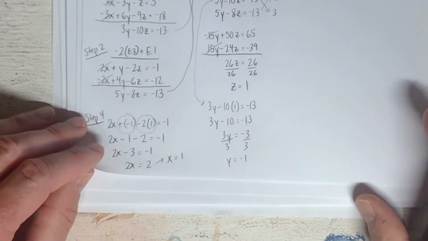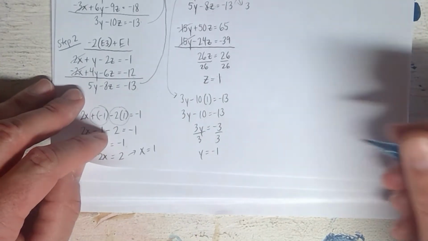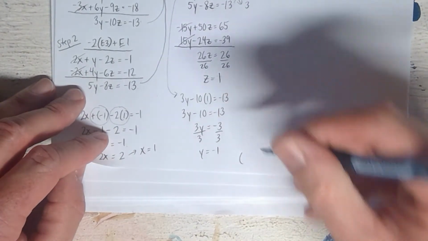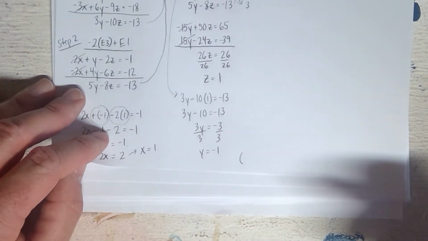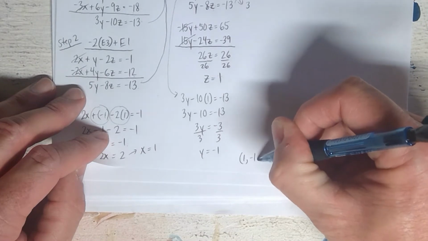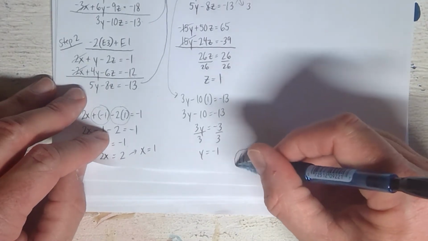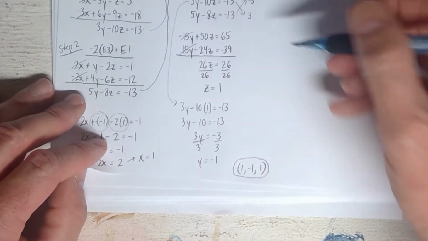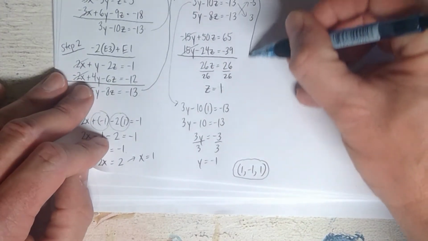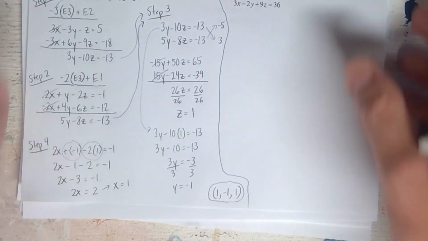So the final answer, now that I have all three variables, you guys, the final answer is, and I'm going to write it in that same order, x comma y comma z, 1, negative 1, 1. X equal to 1, y equal to negative 1, z equal to positive 1. Okay? And there you go.